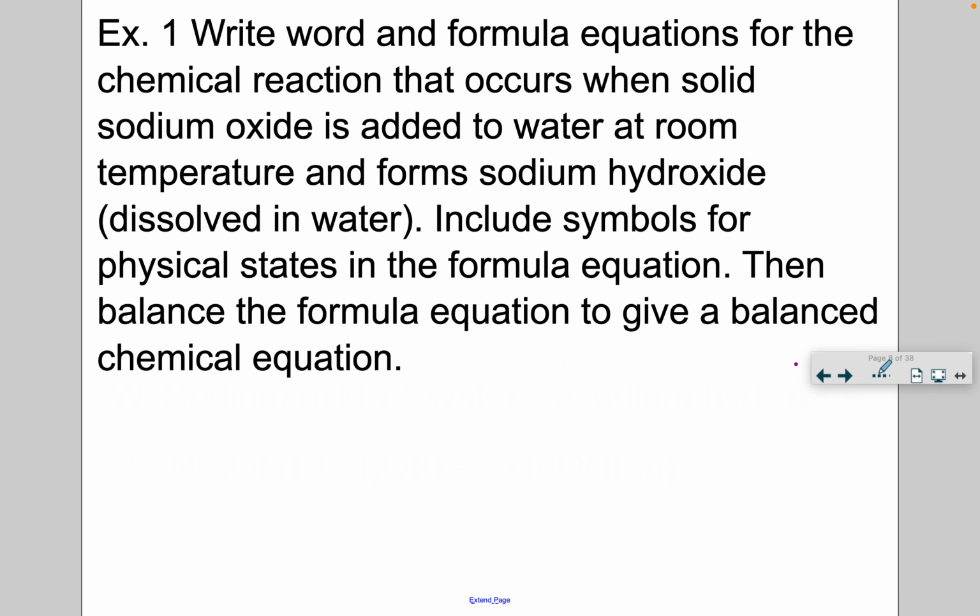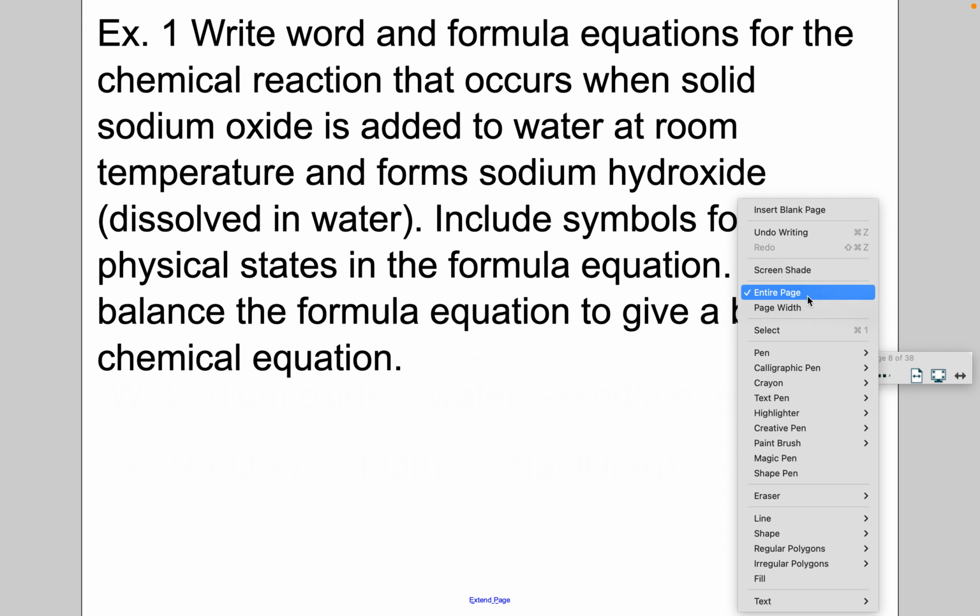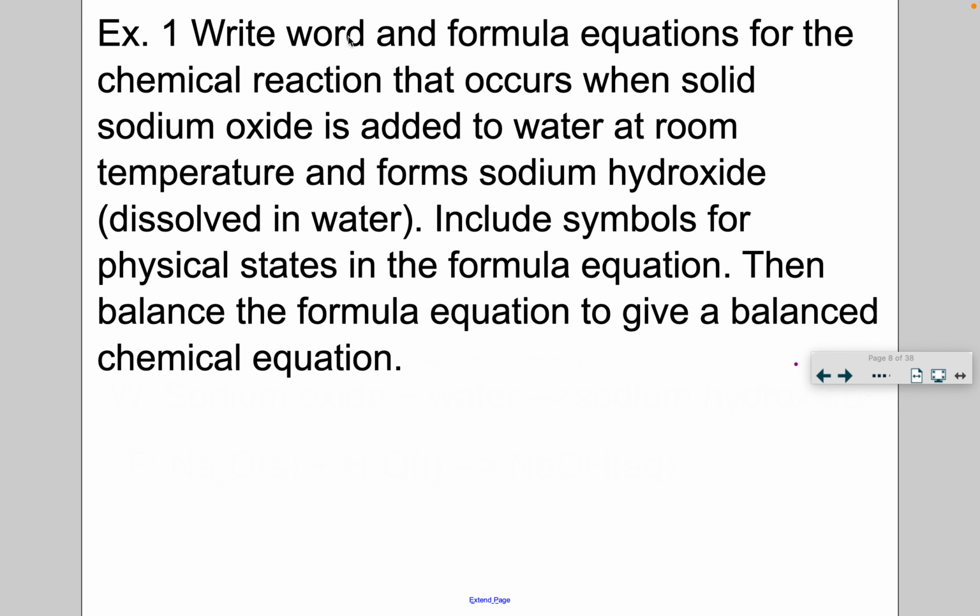So here's our first example here. Write word and formula equations for the chemical reaction that occurs when solid sodium oxide is added to water at room temperature and forms sodium hydroxide dissolved in water. Include symbols for physical states in the formula equation, then balance it and give a balanced chemical equation.